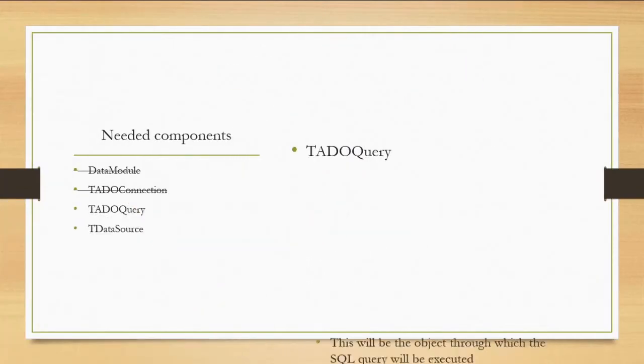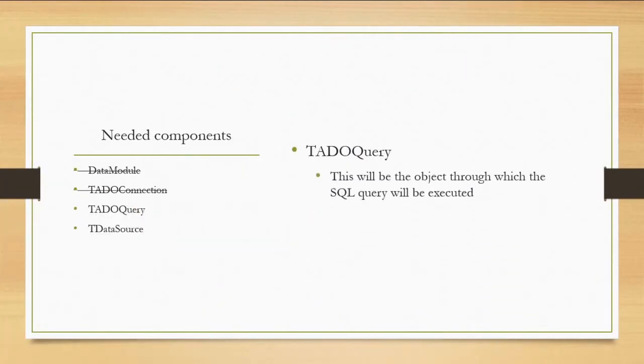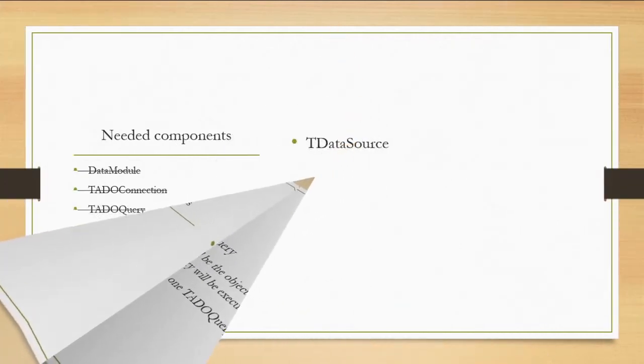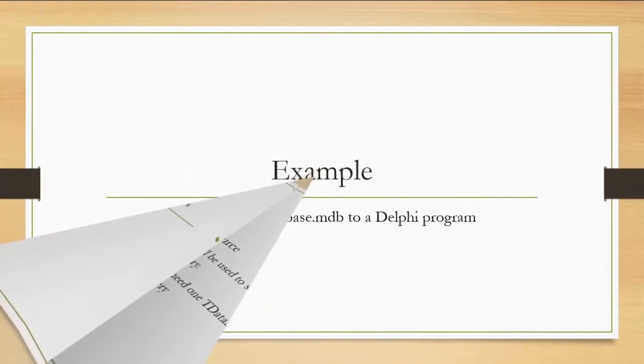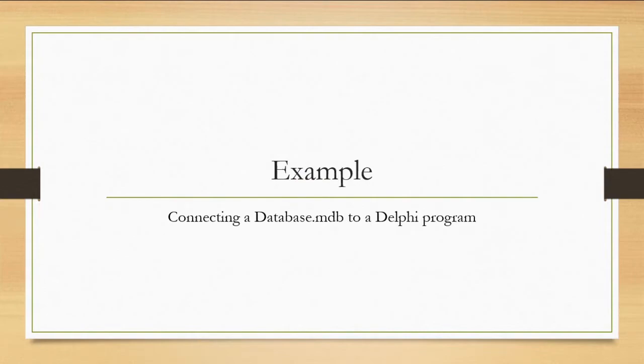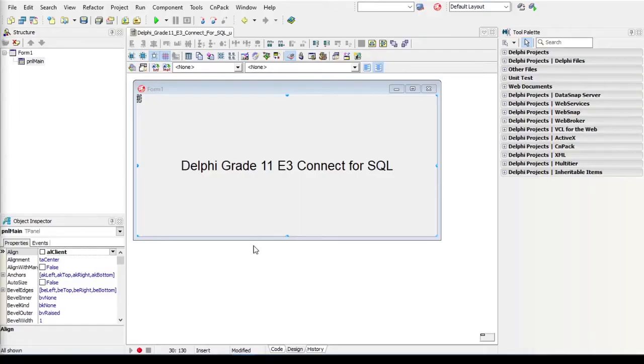The TADO query. This will be the object through which the SQL query will be executed. You only need one TADO query. The T-data source. This will be used to store the result from the SQL query. We only need one T-data source for the single TADO query. Example will follow.